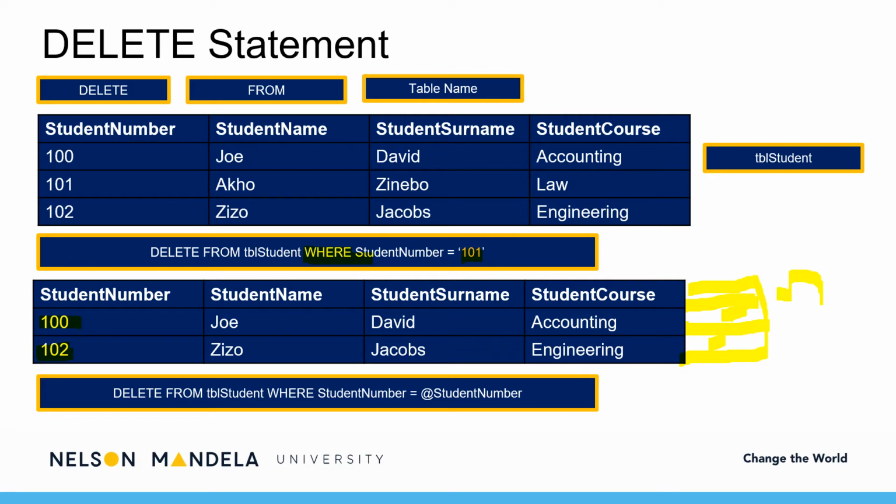and then you can just have an SQL statement for displaying that. So the general one says delete from student where student number again equals at student number, because you do not know which student you want to delete.